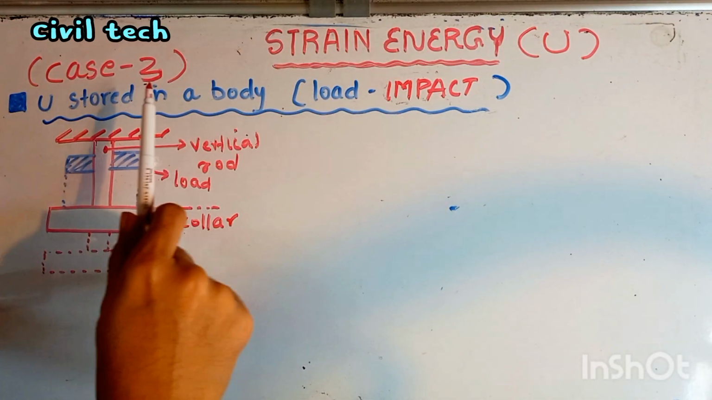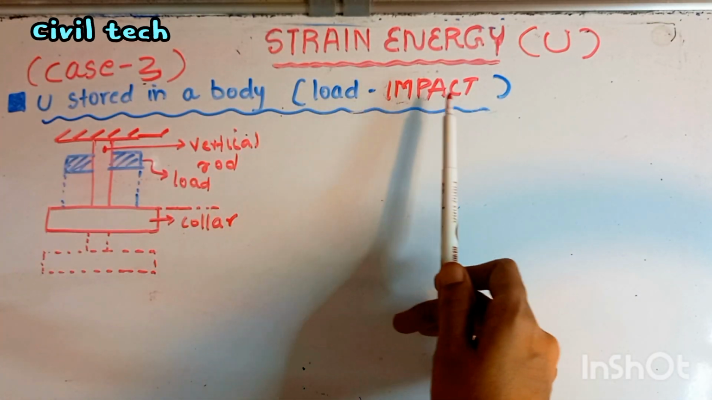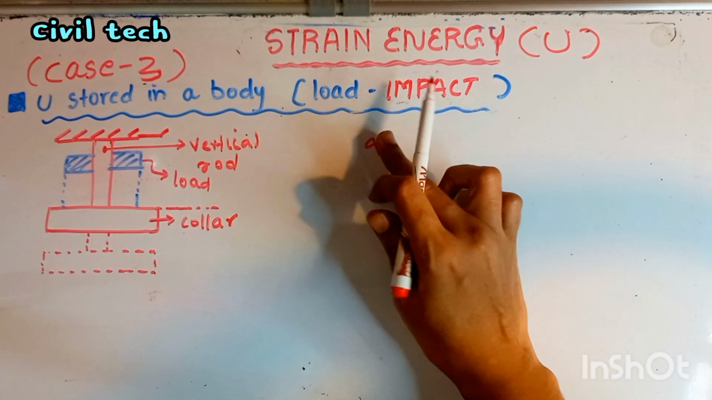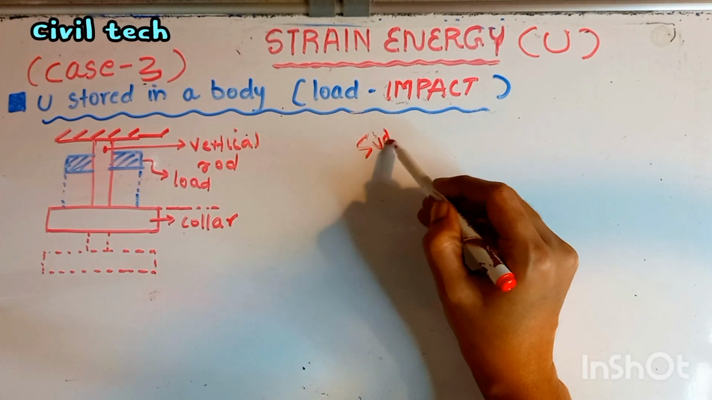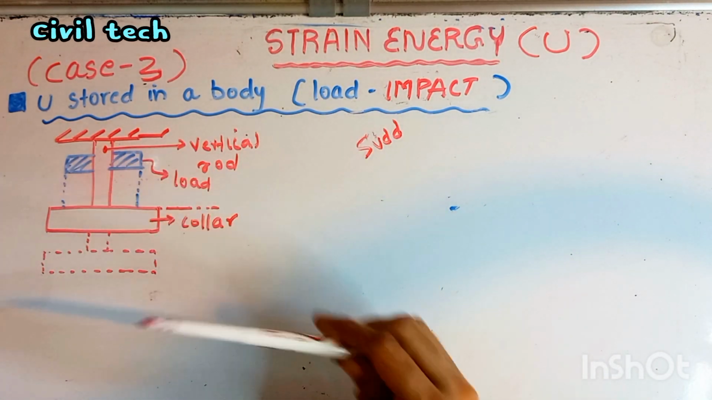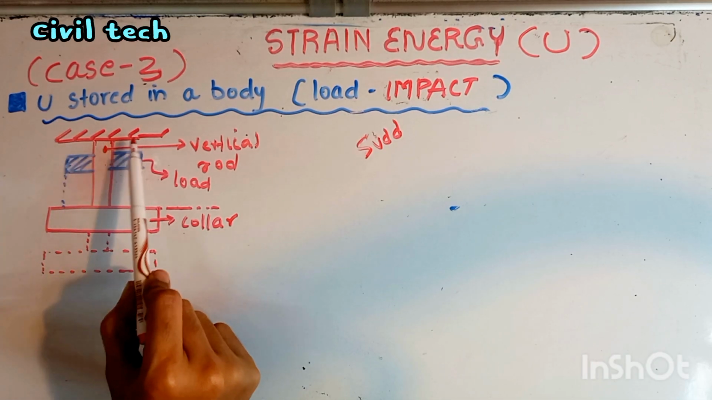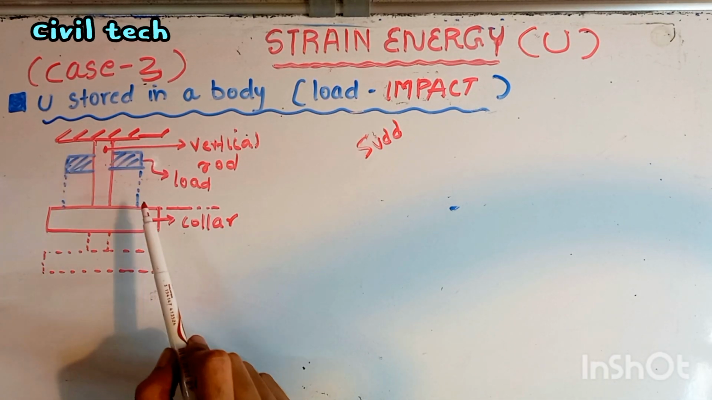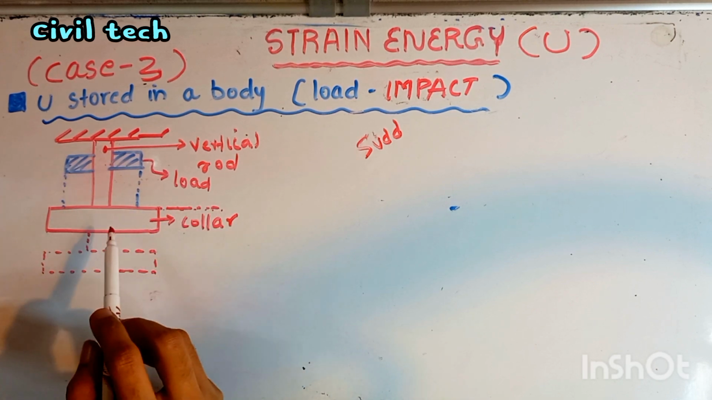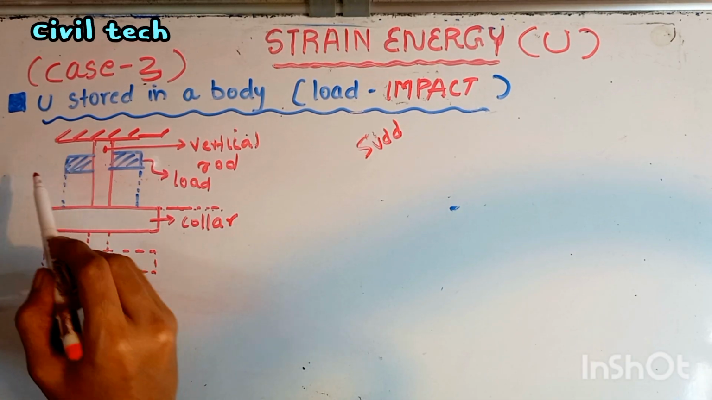Now consider case 3, in order to find the strain energy in a body which is subjected to an impact load. An impact load is actually a suddenly applied load, but the load is dropped from a certain height. Here, consider a vertical rod which is fixed at one end, and the other end has a collar, and this is the load. From the top of the collar, this load is dropped from a height h.